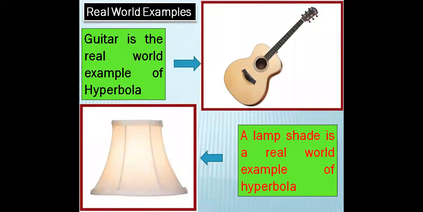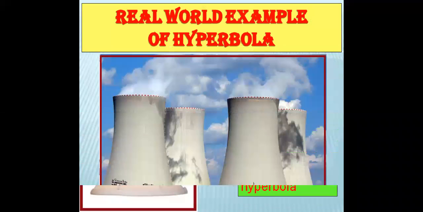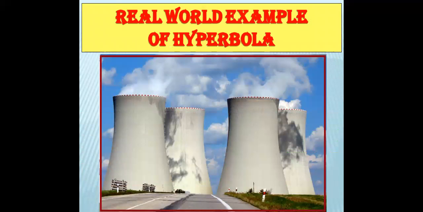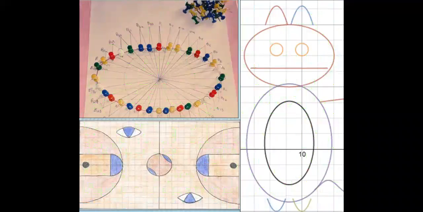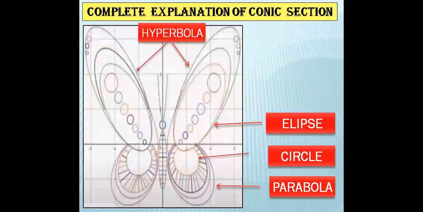Next are real world situations of hyperbola. The teacher may relate the topic hyperbola with real world situations like this. Next are student-made activities on conic sections. Students may be given such tasks in which they can find all types of conic sections, that is circle, hyperbola, ellipse, parabola, etc., in pictures. And there is one more model which can explain the conic sections completely, that is the butterfly.